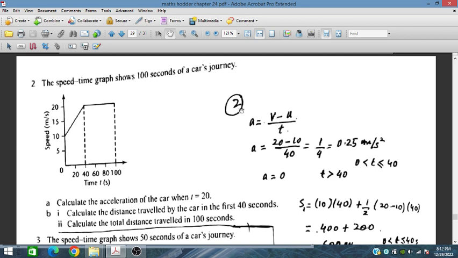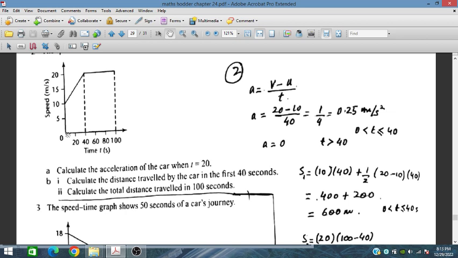For question number 2A, a is equal to v minus u divided by t. The initial velocity was 10 and the final velocity was 20. So 20 minus 10 divided by 40, so this is 10 divided by 40, which is 1 upon 4, so this is 0.25 meters per second square from 0 to 40 seconds. After that, the acceleration was 0 because there was no change in speed. So acceleration was 0 after t equal to 40.